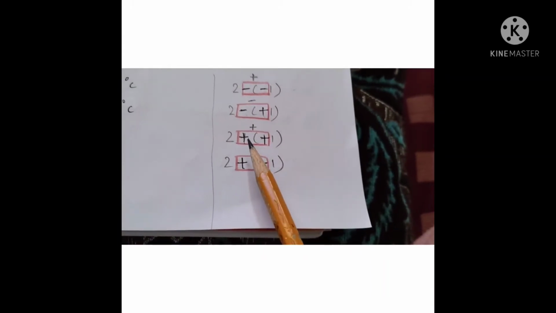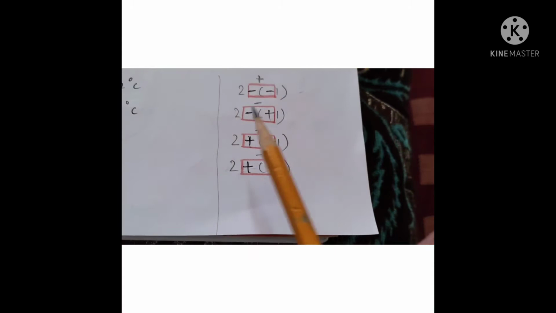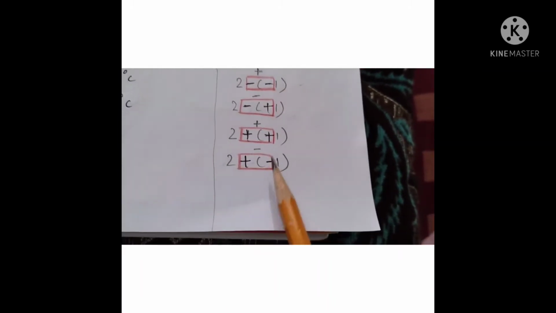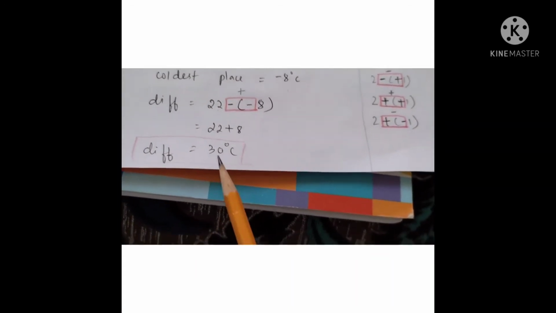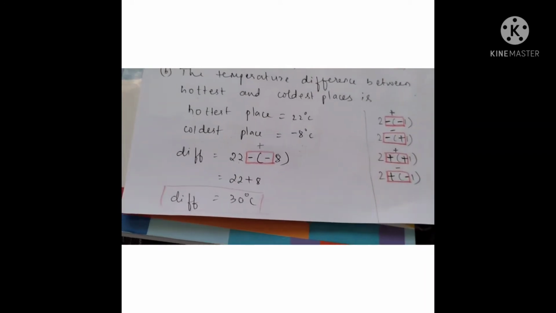If both the signs are the same, negative and negative, it will be replaced with positive. Again here also same signs, positive and positive, it will be replaced with positive. Different signs, one negative and one positive, it will be replaced with negative. So I have two negative signs here, so it will be replaced with positive. So I will write 22 plus 8. 22 plus 8 is how much? 30. So the difference between the hottest and the coldest place is 30 degrees centigrade.